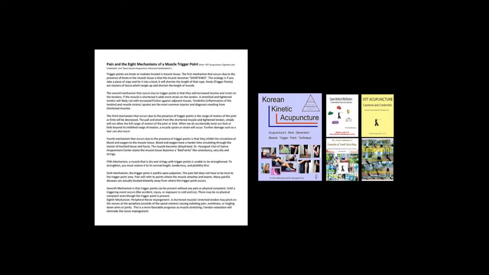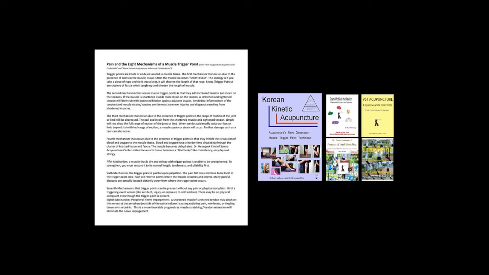The fourth mechanism is that trigger points inhibit the circulation of blood and oxygen to the muscle tissue. Blood and oxygen have a harder time circulating through the cluster of knotted tissue and fascia. The muscle becomes dehydrated. Dr. Hung-Suk Choi of Samra Acupuncture Center and now Dongguk University states that the muscle tissue becomes like beef jerky in consistency, very dry and stringy with inhibited blood circulation.